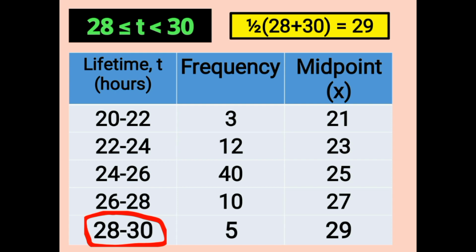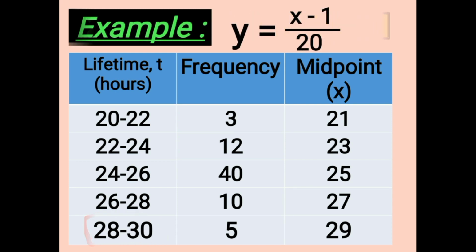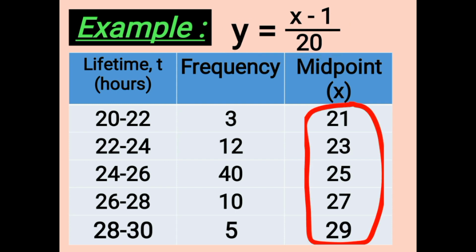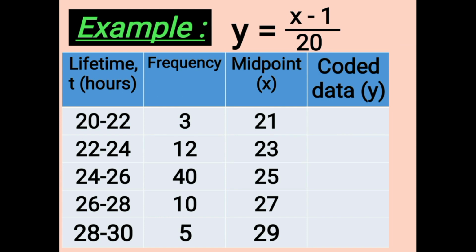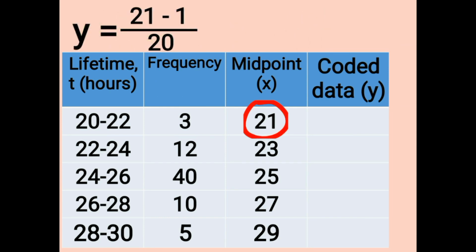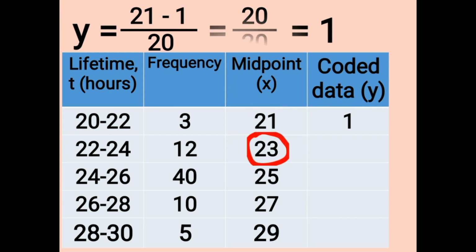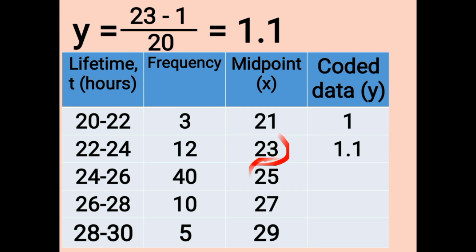Now, since we know the midpoints for each class interval, we can use this formula, y equals (x minus 1) over 20, to code the data. Now, coding the data using the midpoints of each class interval, y equals (x minus 1) over 20. So, for the first group, the midpoint is 21. So, the coded data value is y equals (21 minus 1) over 20 equals 20 over 20 equals 1. Now, to code the rest of the data, y equals (23 minus 1) over 20 equals 1.1. y equals (25 minus 1) over 20 equals 1.2.